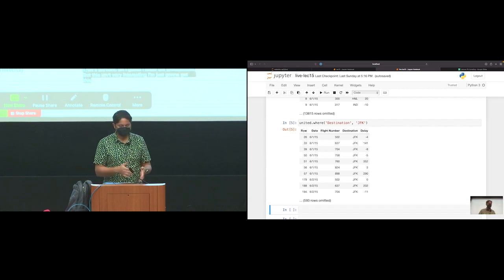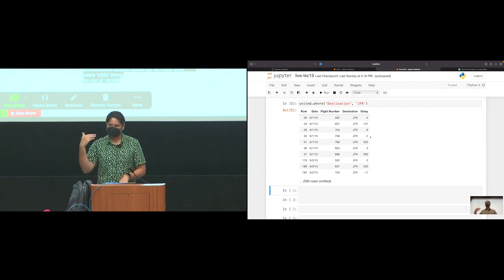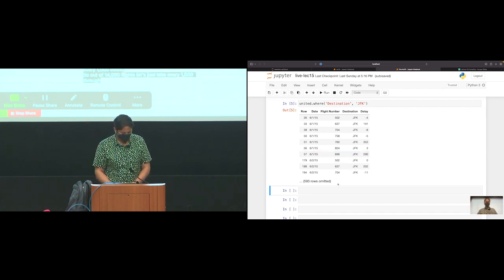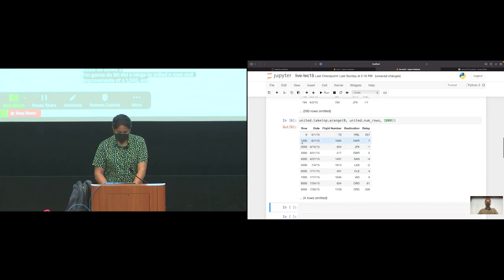So this is deterministic. Another case of a deterministic sample would be, let's just take every 1,000th row. Out of 14,000 flights, let's take every 1,000th row and call that my sample. I can do that too. I could do united.take, and I'm going to do np.arange from 0 to united.num_rows in increments of 1,000. You can see here with the rows, I'm getting the 0th row, then the 1,000th row, 2,000, and so on. If I do this again and again, I'm getting the same results every time I run this.